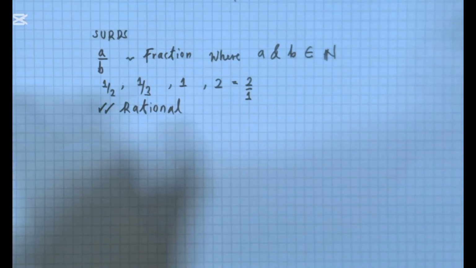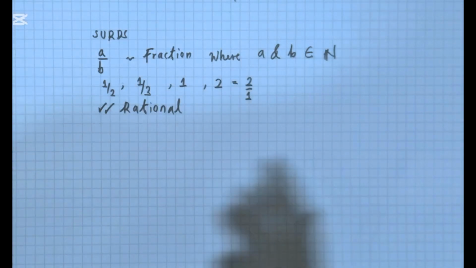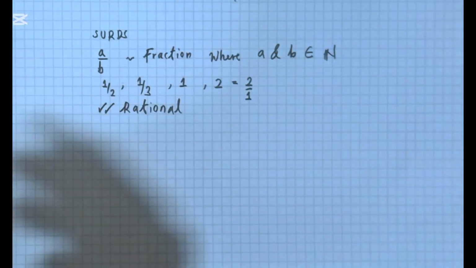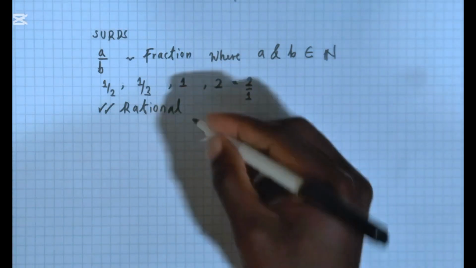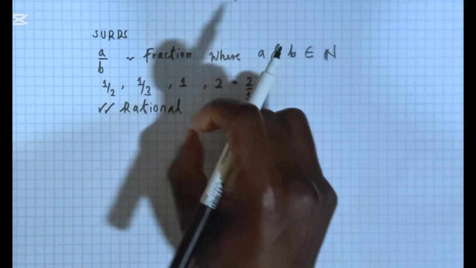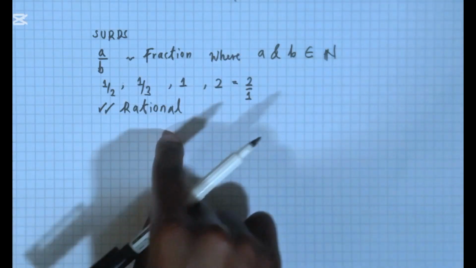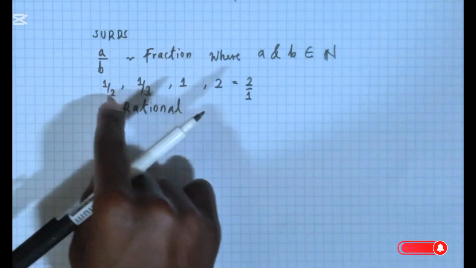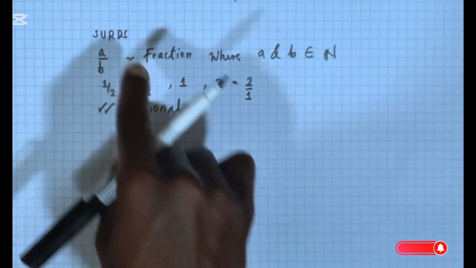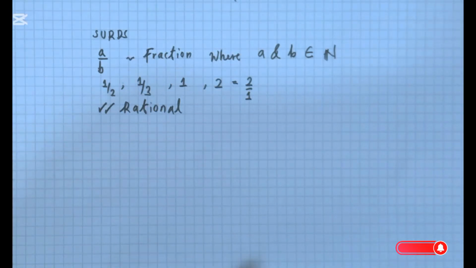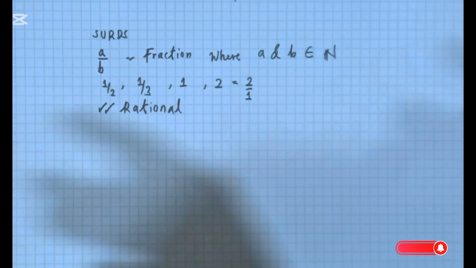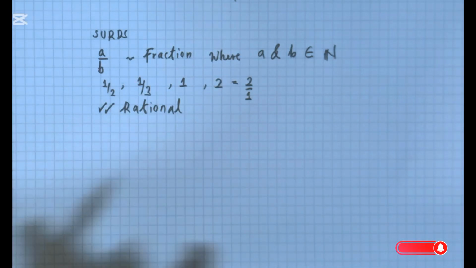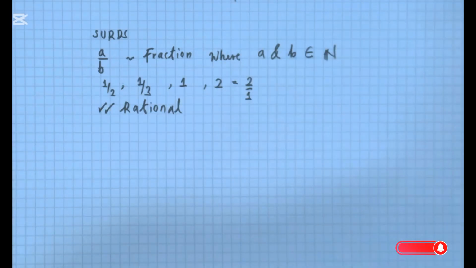So I want you to know at this particular moment that any number that can be written as a fraction qualifies to be called a rational number. Hence, a rational number is any number that can be written in the form a over b. So basically, all fractions are rational numbers. Let's put that aside.